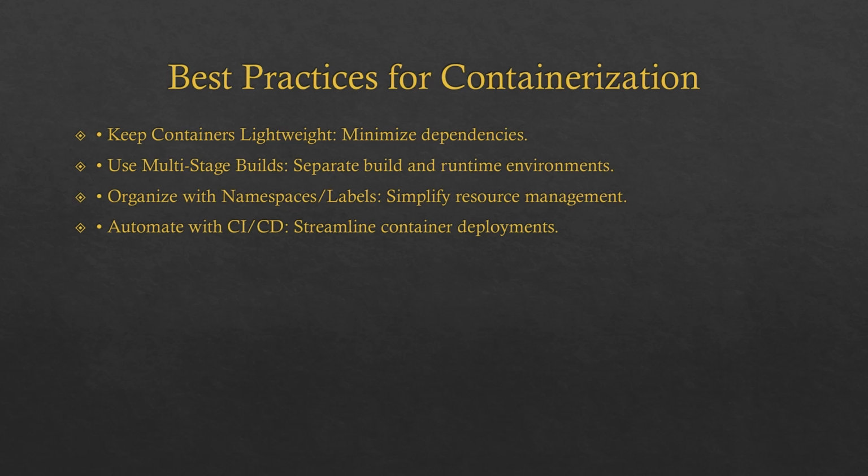Now let's look at some best practices for containerization. Keep containers lightweight: avoid unnecessary dependencies, making your containers smaller and faster to deploy. Use multi-stage builds: separate the build and runtime environments to reduce image size. Organize with namespaces and labels: simplify resource management in large-scale systems by categorizing containers efficiently. Automate with CI/CD: implement continuous integration and continuous deployment pipelines to streamline the deployment process.